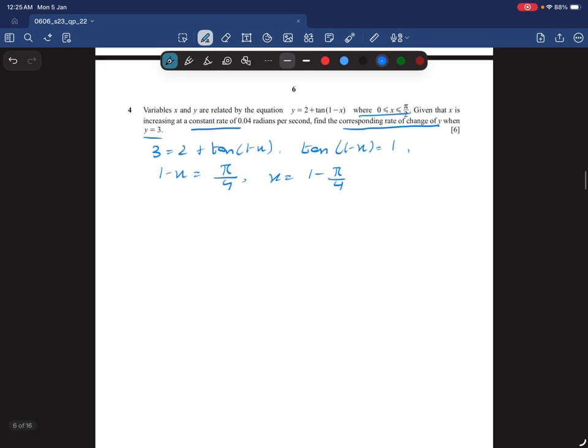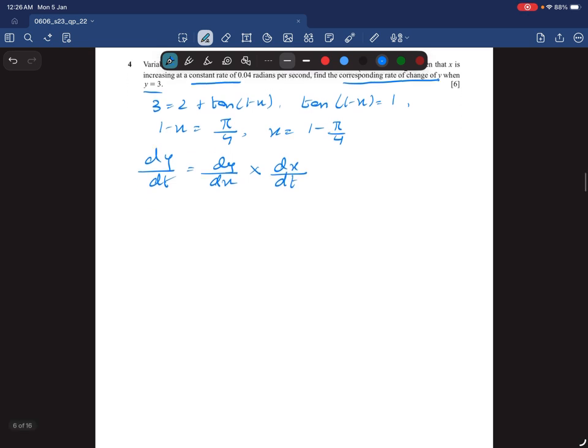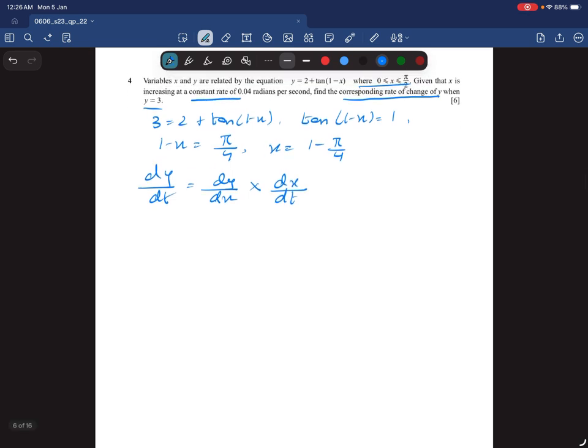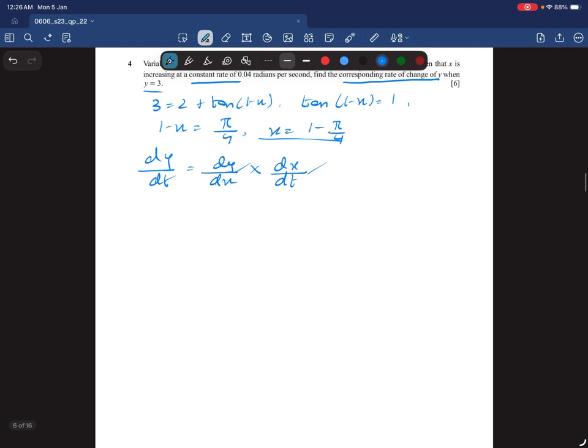Okay, now setting up the chain, what we need is to find the corresponding rate of change of y. dy/dt should be equal to dy/dx into dx/dt. We already have this. What we need is this at this value of x. That shouldn't be that hard.